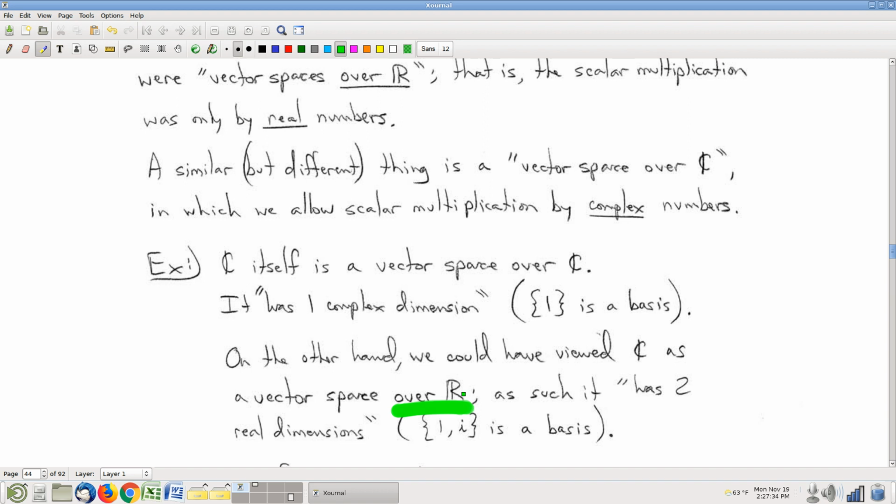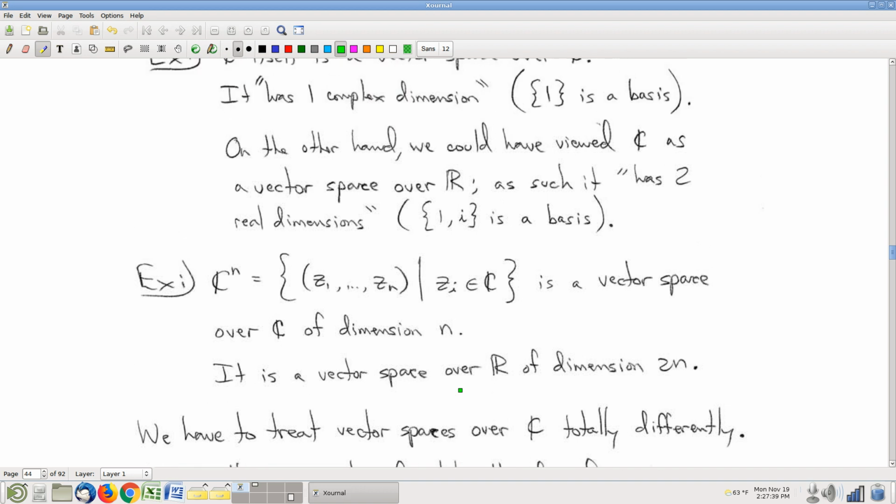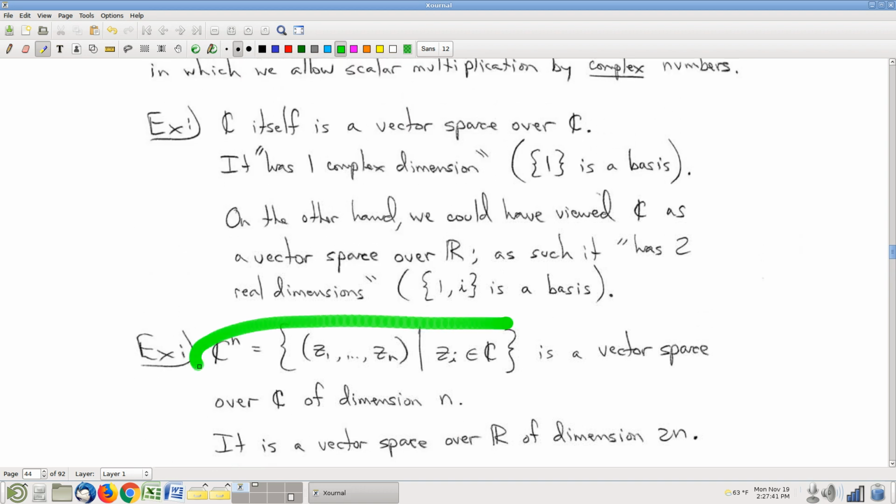Okay, another example, and I'm going to let y'all do the details here. Cn is just like Rn, but you allow complex coordinates. Just an ordered n-tuple of numbers, now the numbers are allowed to be complex. This can be thought of as a vector space over C. So you can allow complex scalars, do complex linear combinations, and with that notion of scalar, you can compute the dimension of Cn, and the dimension is n. It's a great exercise. Give it a try.